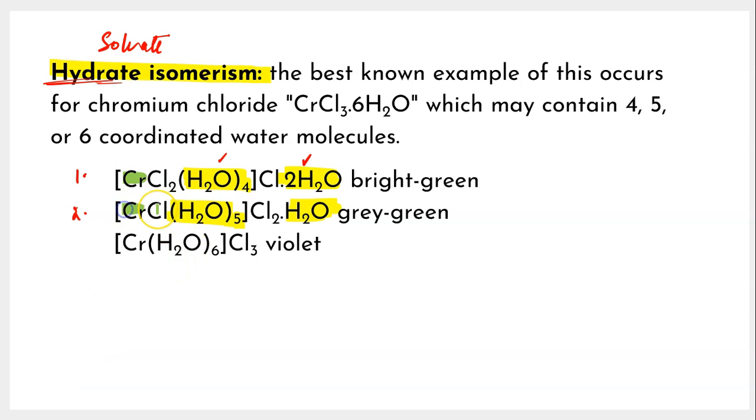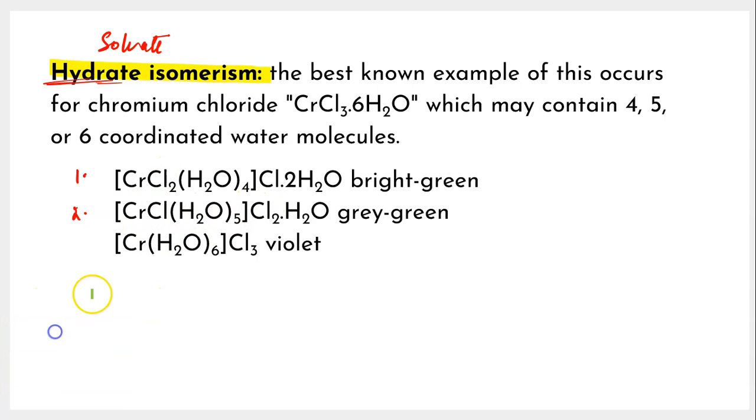Structure 1 has 1 chromium, so does structure 2. Structure 1 has a total of 3 chlorines, so does structure 2. Structure 1 has 6 molecules of water, so does structure 2. When you look at the overall composition of structure 1 and structure 2, you see it is the same. It overall has 1 chromium, 3 chlorines and 6 water molecules.